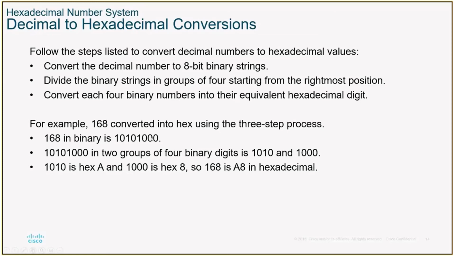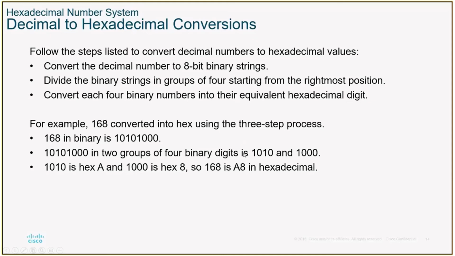And so again, we're doing the example of 168. If you remember, it was 128 plus 32 plus 8. So we've got 2 groups of 4 bits. The first 4 bits are 1010, and then there's 1000 as the second group of 4 bits. Then we refer back to that table again.